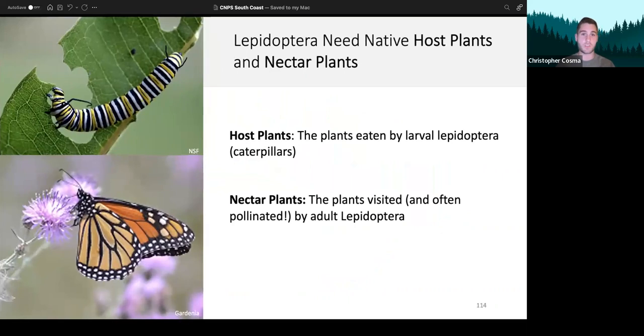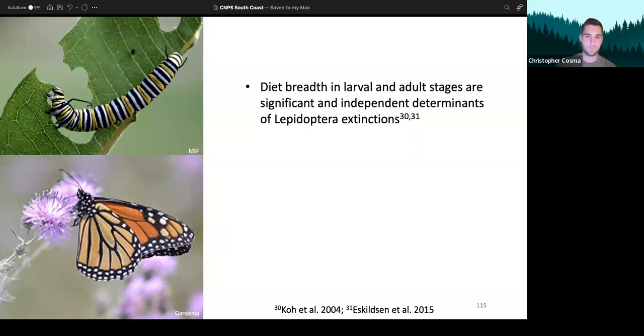And so just focusing on our two main resource use life stages here, our caterpillars and our adults, it becomes very clear that Lepidoptera need native host plants, which again are those plants that are eaten by our larval Lepidoptera, our caterpillars, as well as native nectar plants in their adult stage. And those nectar plants are the ones visited and often pollinated by our adult butterflies and moths. And there is a body of research supporting this.